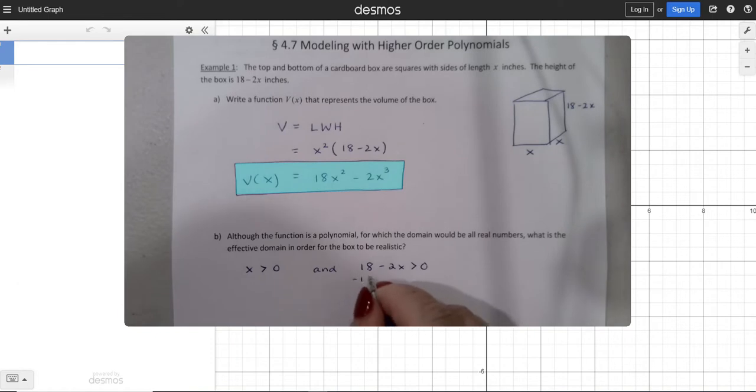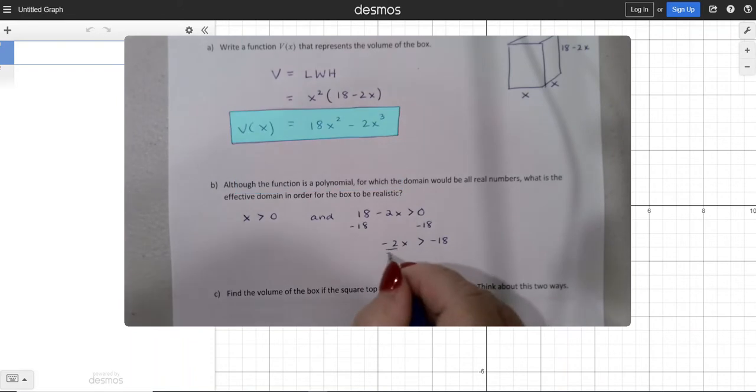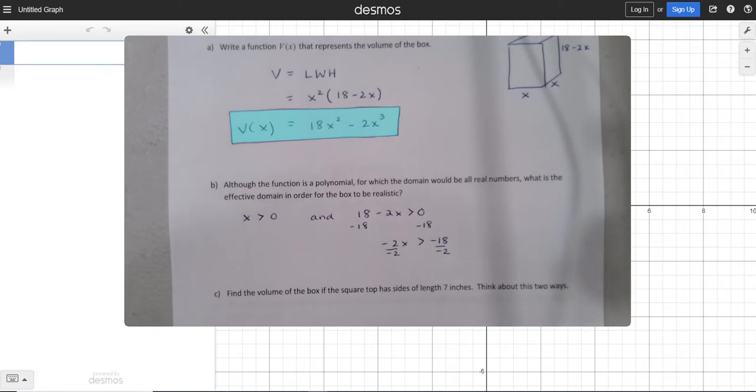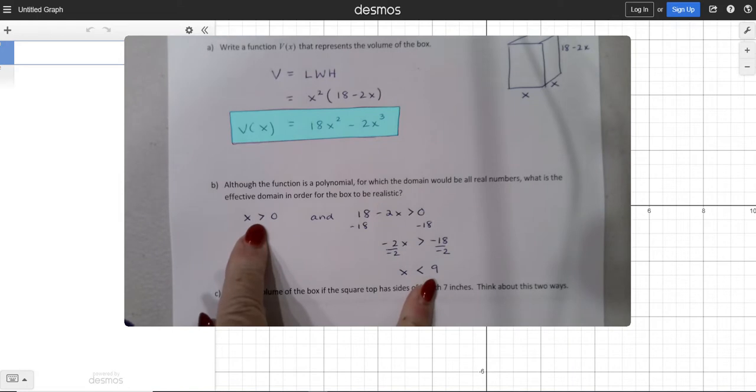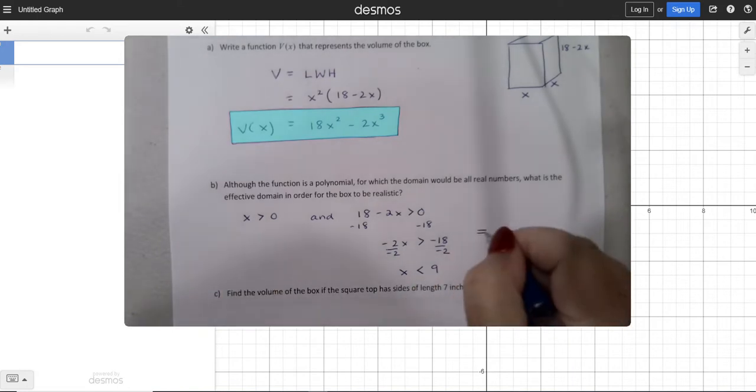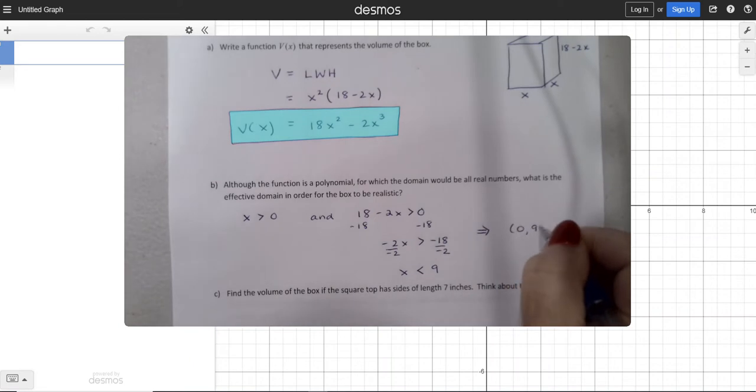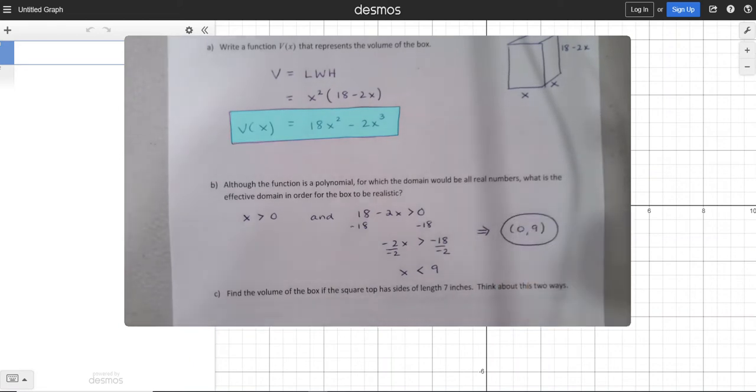Let's see, if I subtract 18, negative 2x is greater than negative 18. I'll divide both sides by negative 2. And since I did divide by a negative number, I have to reverse my inequality. So I get x is less than 9. So all of the x values have to be bigger than 0 but less than 9, meaning my domain goes between 0 and 9. And I can write it in interval notation like that.